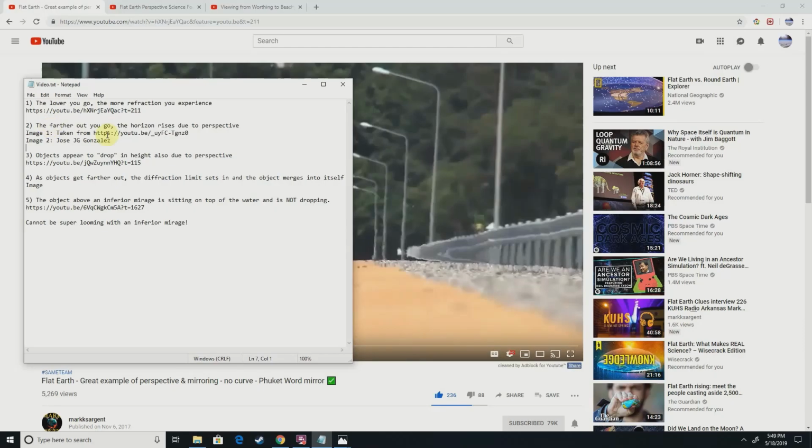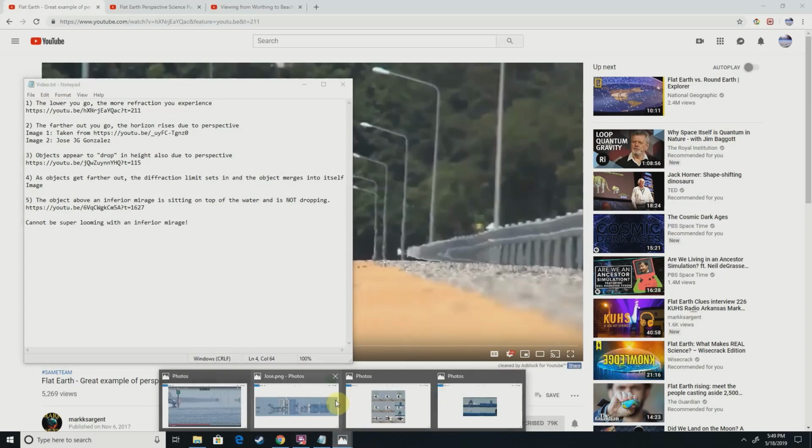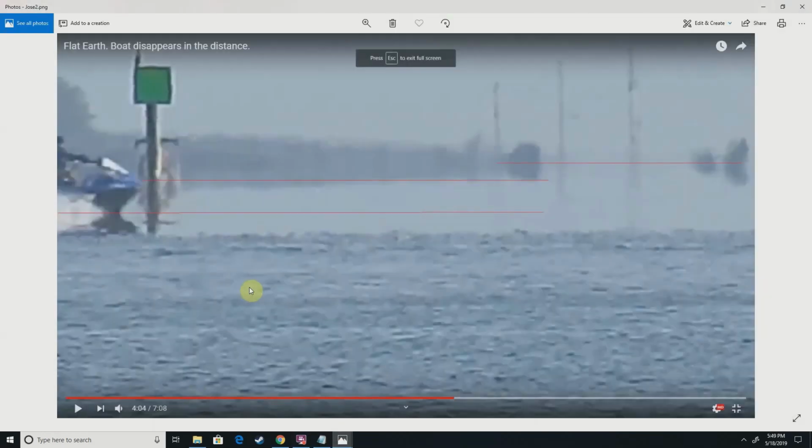Two, the farther out you go, the horizon rises due to perspective. So let's take a look at some images and see what we mean by that. Okay, so the way we can use these inferior mirages is that in many observations, images and videos, we can get different heights of inferior mirages, and I'll explain what that means and why.